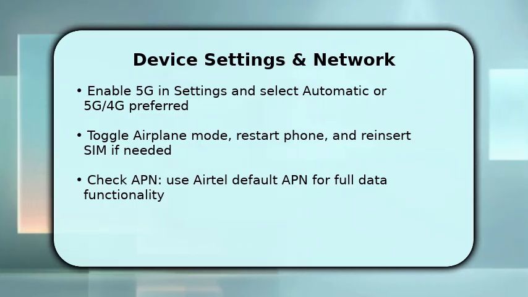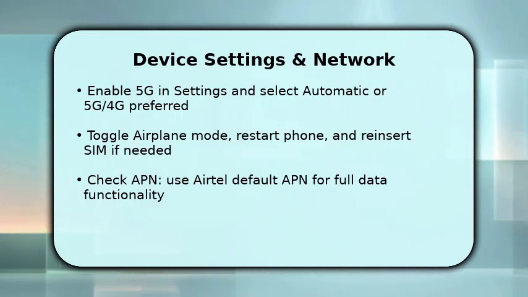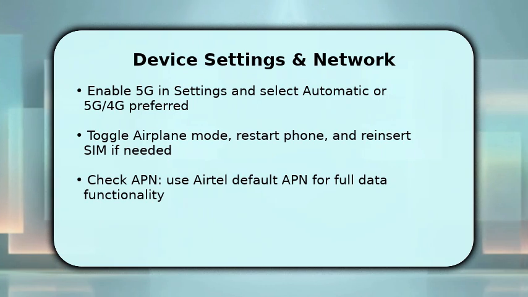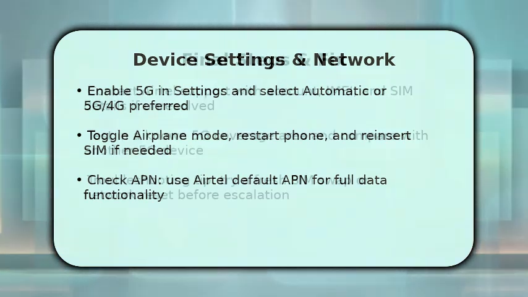Make sure the Airtel APN is correct. Using the default APN ensures billing and routing work properly. If speeds or access still fail, run a quick speed test and note error messages or registration status for the final troubleshoot. Finish by isolating the problem.